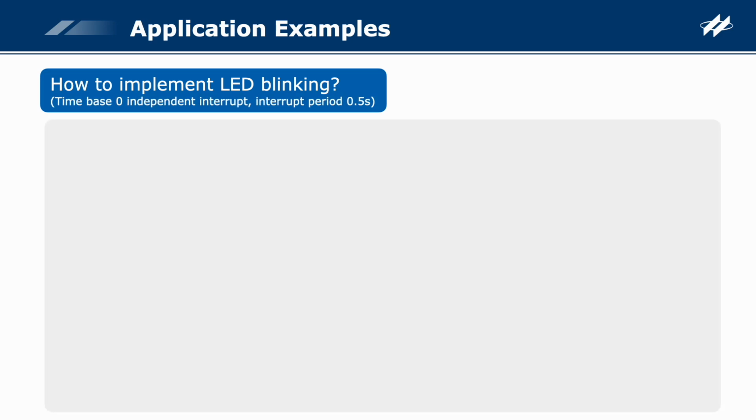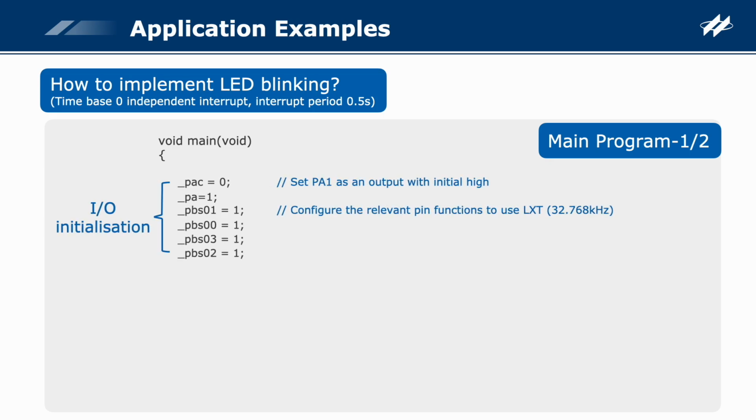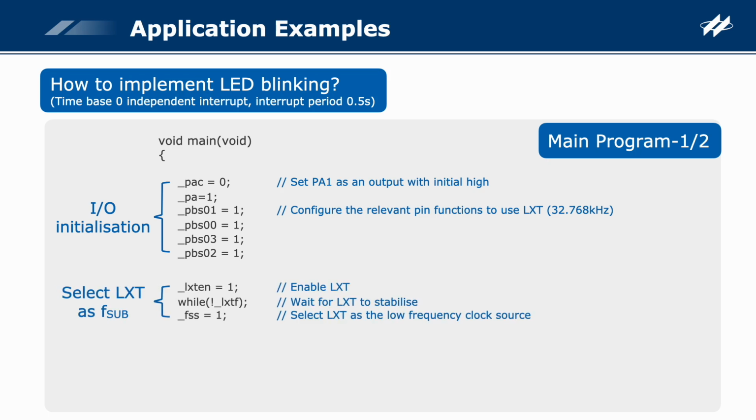Let's take a look at a program example. We write the main program first. First, initialize I/O, including setting PA1 as an output with initial high, and configuring the relevant pin functions to use the external low-speed oscillator. Next, select the external low-speed oscillator as the low-speed clock source.